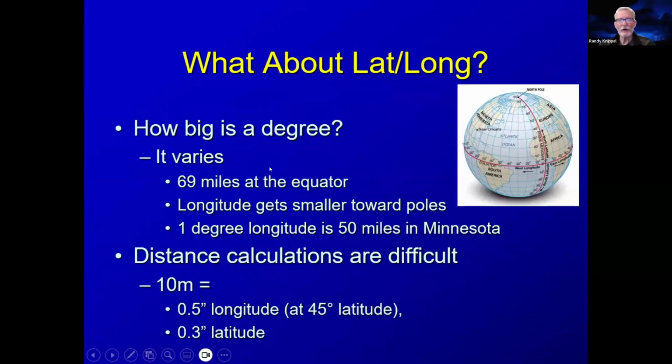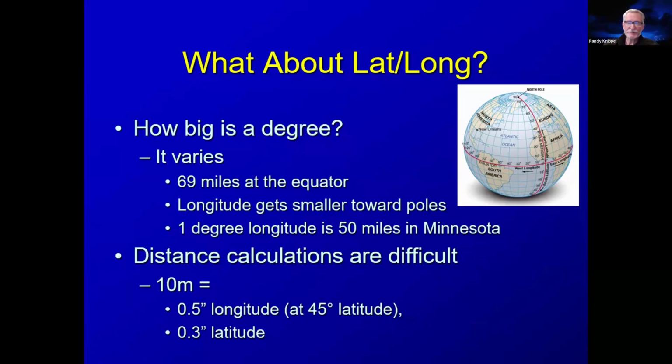And so once again, then what about lat long? The Earth is round, so degrees are not squares. There's some form of a trapezoid. And ultimately, because of the curvature of the Earth, the size of a degree varies depending on where you are. So at the equator, 1 degree is approximately 69 miles, both latitude and longitude. But longitudes get smaller as you get towards the poles. 1 degree of longitude is 50 miles in Minnesota, for example, at approximately 45 degrees latitude.